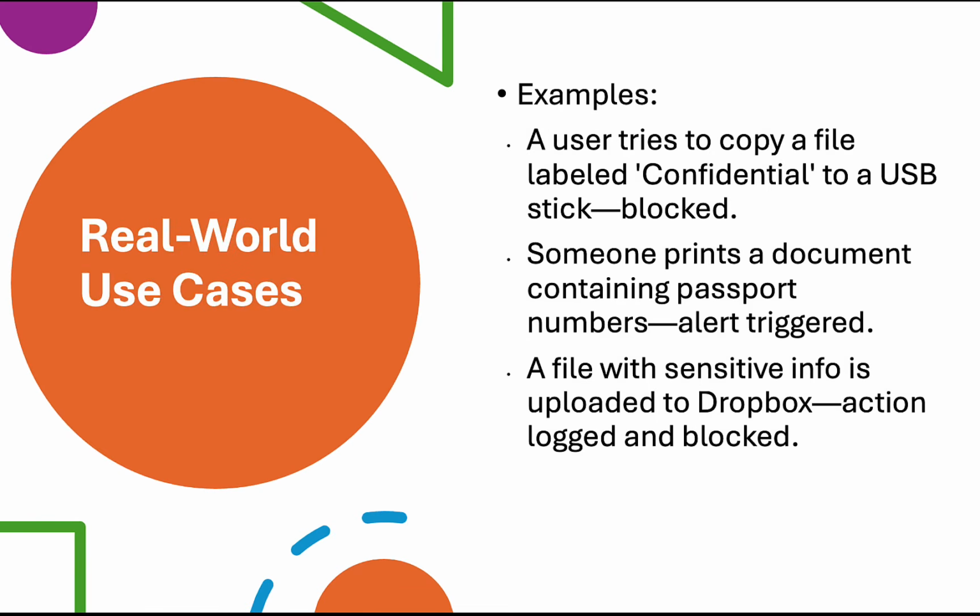It's important to understand some real-world use cases as well. And when we get into the demo, we'll see some of these in action also. So, an example, a user tries to copy a file labeled confidential with a sensitivity label to a USB stick, and it will be blocked. Or someone prints a document containing passport numbers, an alert could be triggered. Or a file with sensitive info is uploaded to Dropbox, and action is logged and blocked.